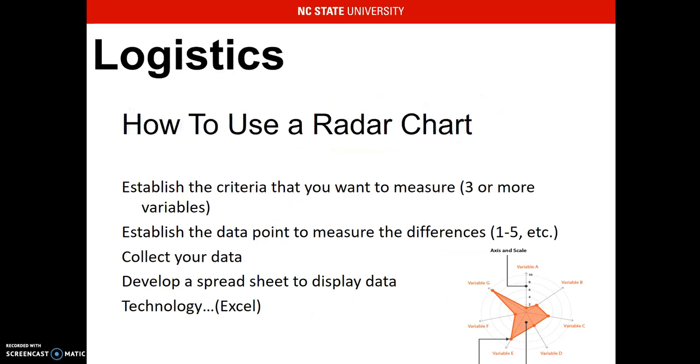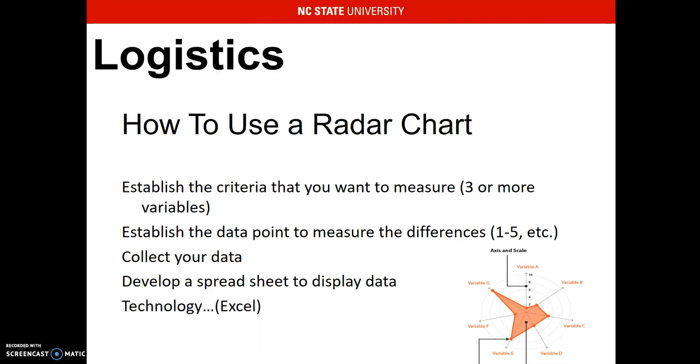So basically, to set a radar chart up, you would have to determine what criteria you want to measure. And a radar chart is really good at measuring multiple criteria, so you can use 3 or more variables that you want to measure, or 3 or more changes that you want to take place. Then you would establish the data points that you want to measure that criteria by.